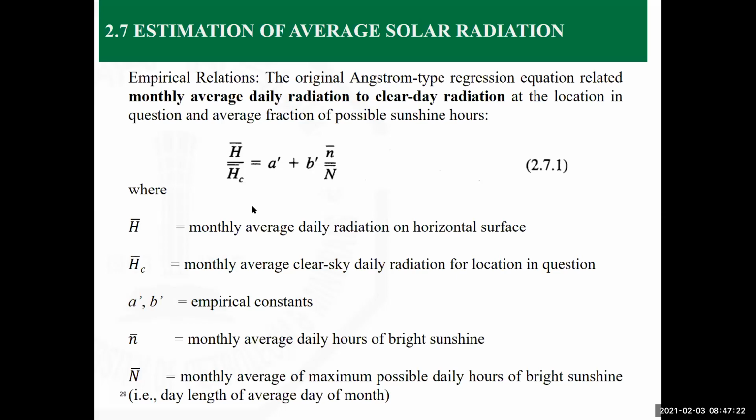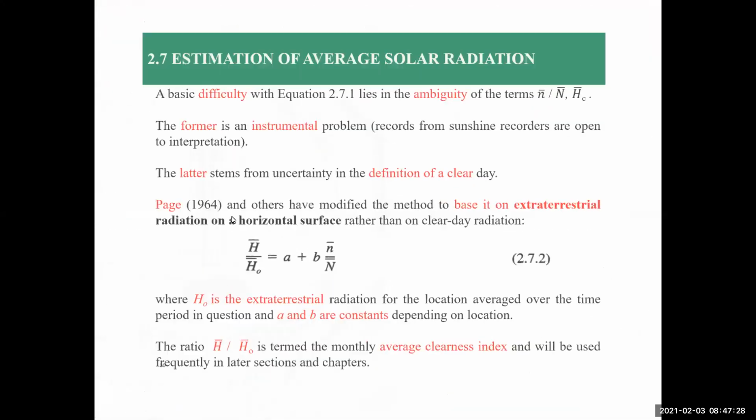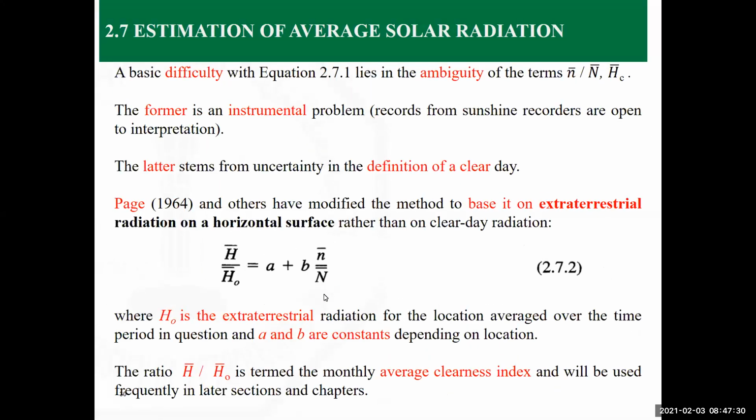So we have enough ways to calculate the extraterrestrial radiation, and we are going to replace the HC by HO, as you can see it here in equation 272. So in order to calculate the value of H, you can use the extraterrestrial radiation, which can be found for any place, depending on the location and the time.